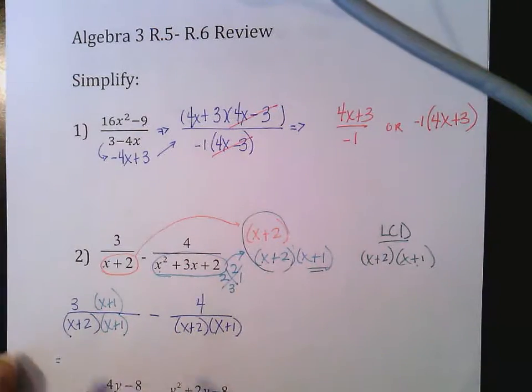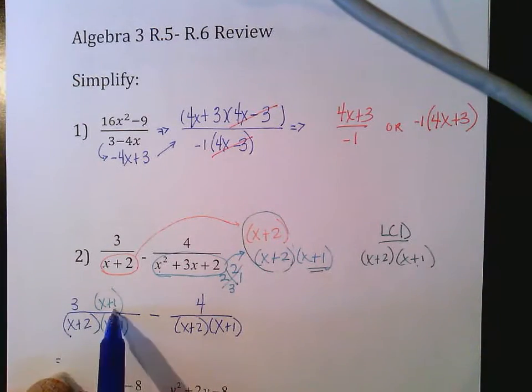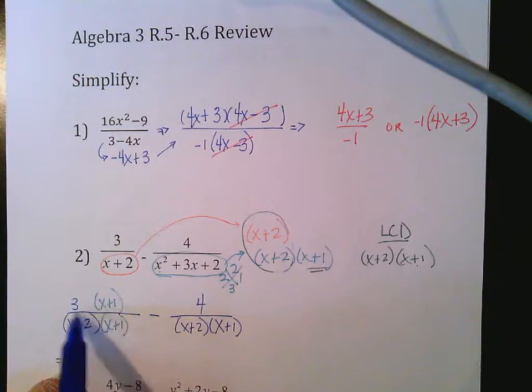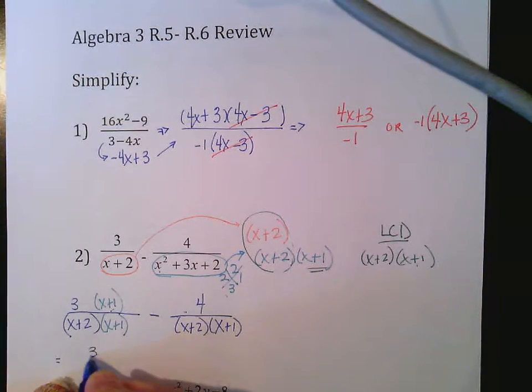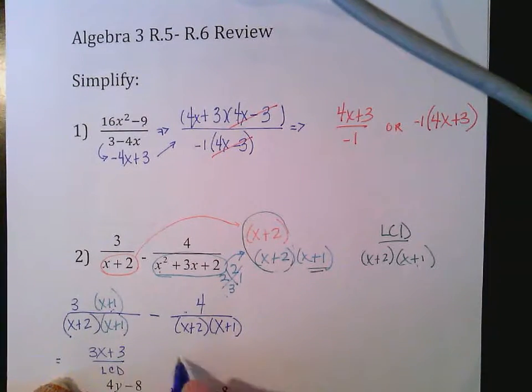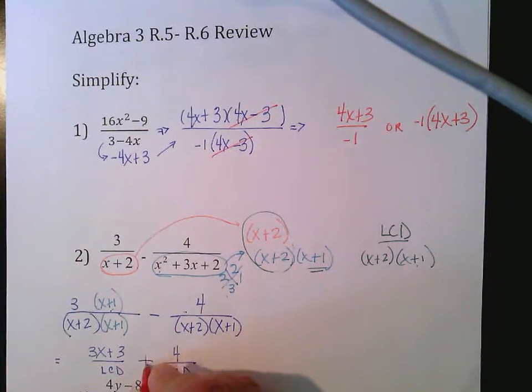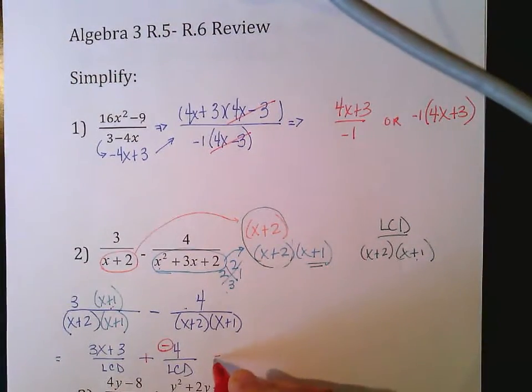The next thing I'm going to do is within each fraction, simplify those numerators. I'm going to distribute the 3 here, so I have 3x plus 3 over that LCD minus 4 over my LCD. And whenever we have subtraction, you change the subtraction to addition and then change the signs of everything that follows it. So that becomes a negative 4.